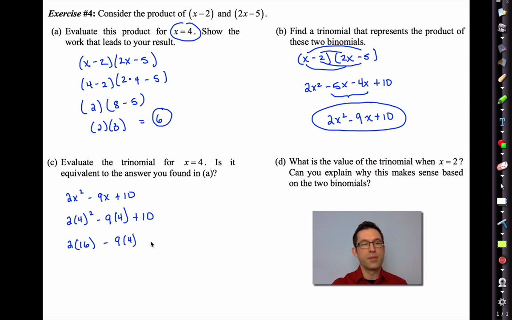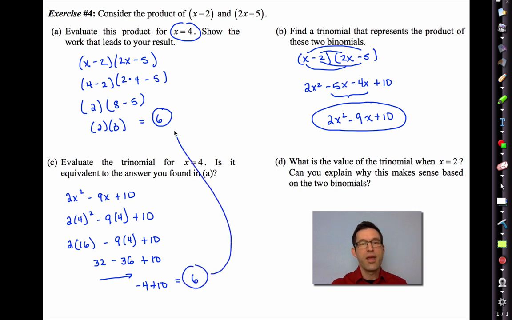All right, then 2 times 16 is 32. 9 times 4 is 36. All right, a little bit tricky here. Be careful now. 32 minus 36 is negative 4. And negative 4 plus 10 is 6.